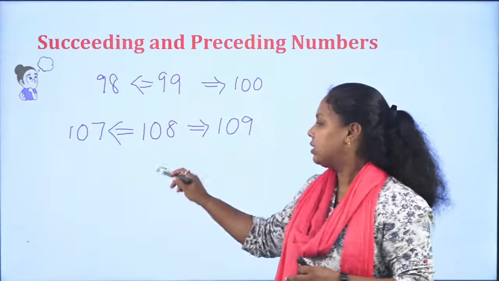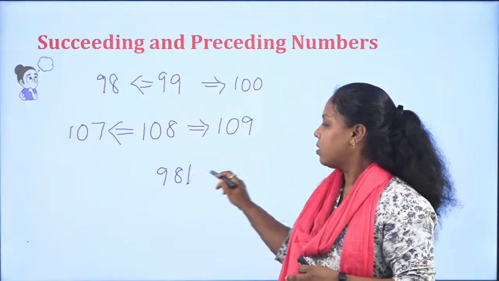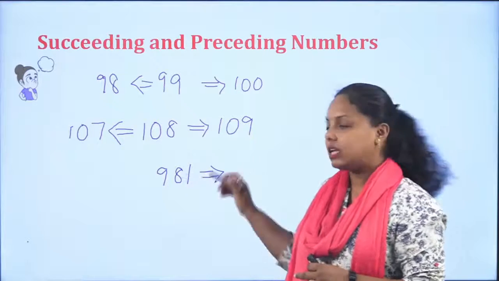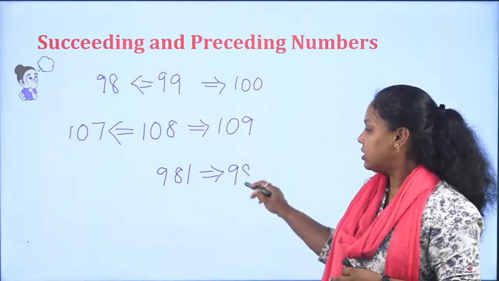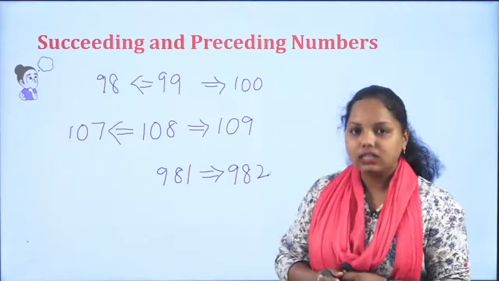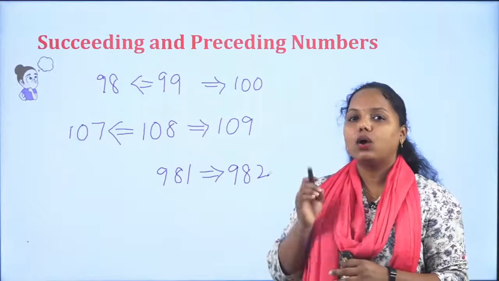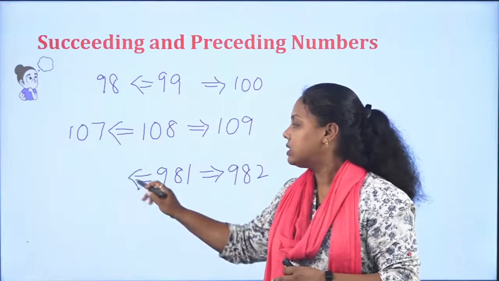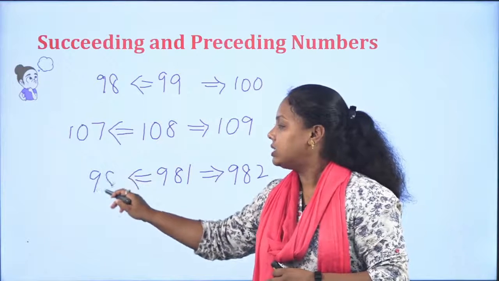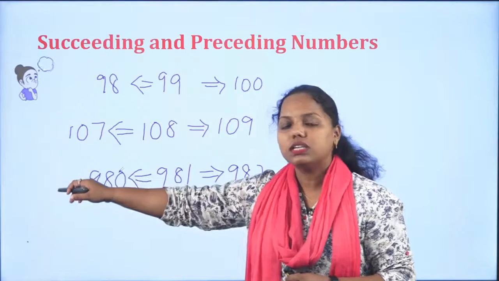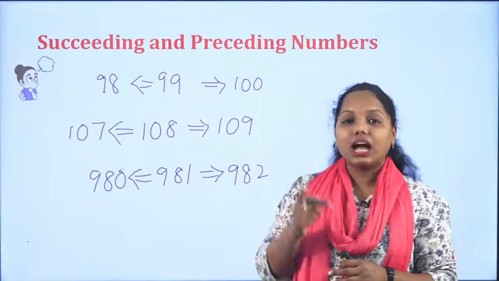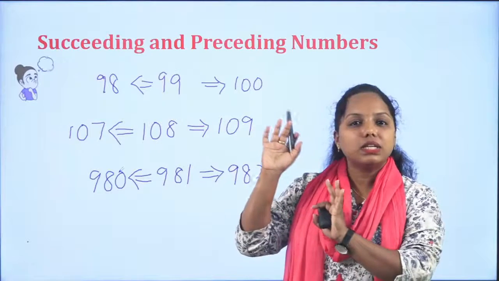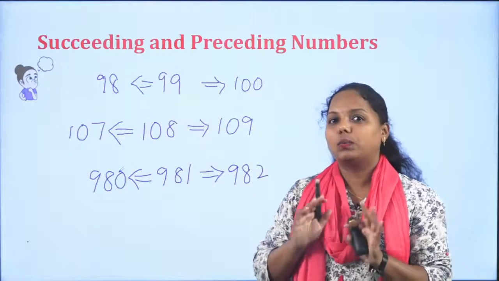How about 981? What is the preceding number and the succeeding number? So, the succeeding number is 982. I hope you remember how to read hundreds place value. Now, what is the preceding number? Preceding number 980. Now, what is the preceding number of 980? Well, it is 979. So, before 80, it is 79. Take the tens place value. Remember the 2-digit numbers. I hope it is very easy.